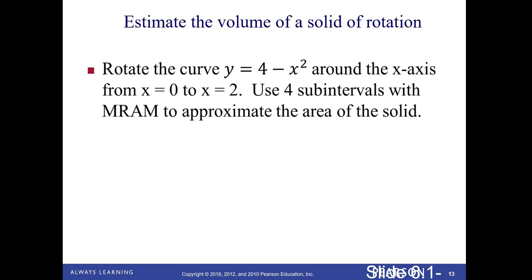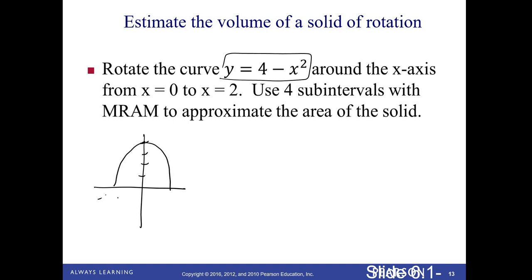Let's do one other. Estimate the volume of a solid of rotation. So we're going to take the curve y equals 4 minus x squared, y-intercept of 4. It's an upside-down parabola, goes from -2 to 2. And I'm going to rotate this around the x-axis from 0 to 2. So I don't actually want this part of the function. So I'm just going to use from here from 0 to 2.